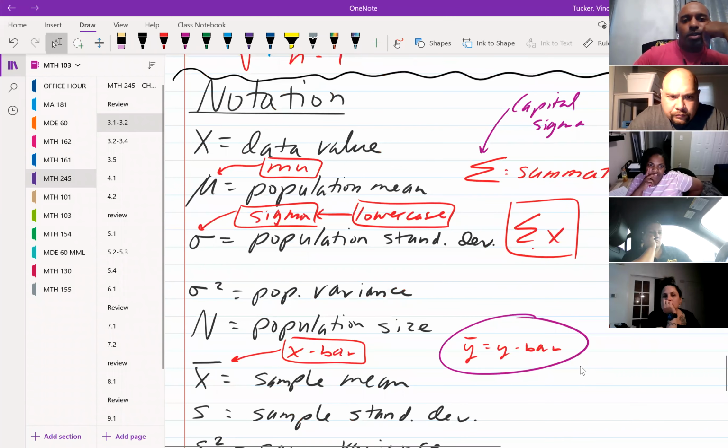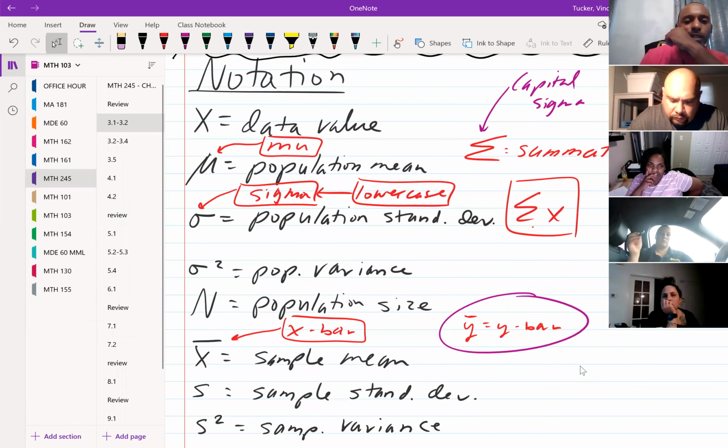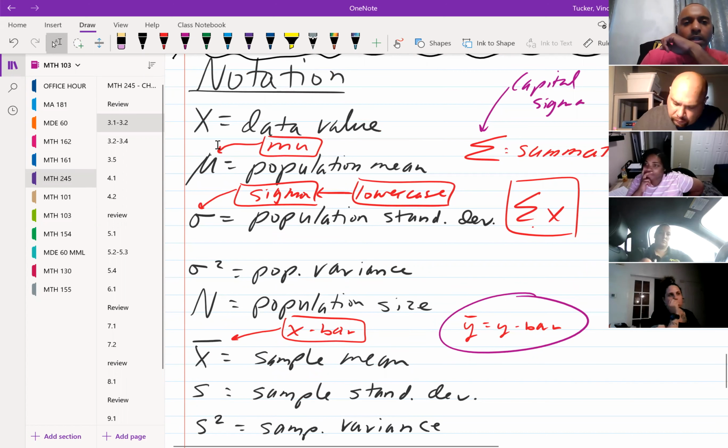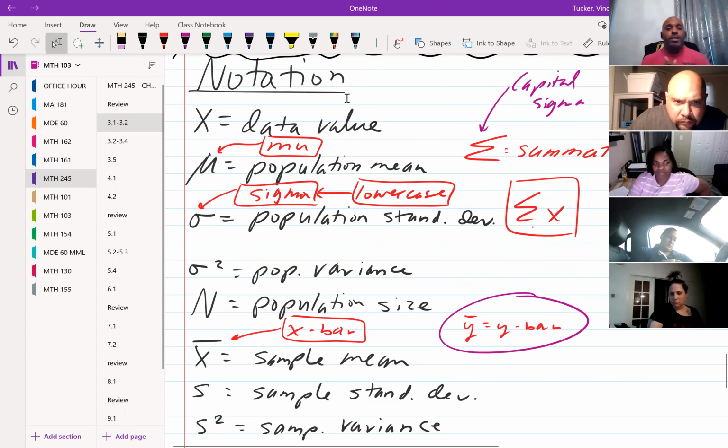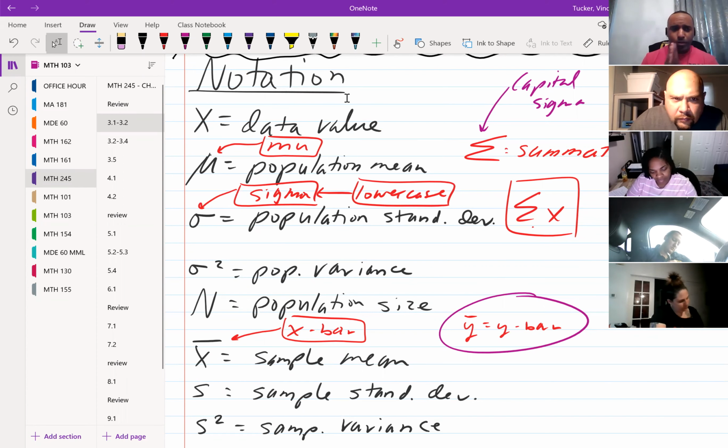Oh yeah, we need to know this. So, notation. I'm not sure if this is in 3.1 or 3.2, but it just matters because you need to know it. Whenever you're dealing with statistics, your notation can be different, or will be different, according to whether you're dealing with the population versus your sample.